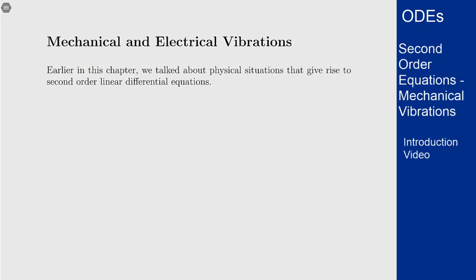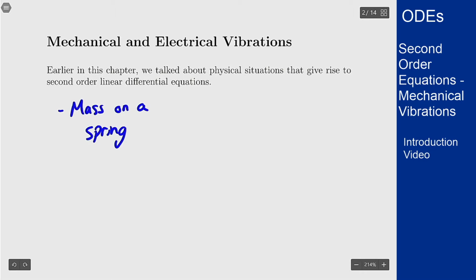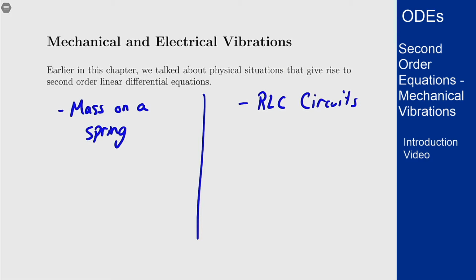In this video, we'll talk about mechanical and electrical vibrations, the main physical applications of the second-order linear equations. So we started this chapter talking about physical situations that gave rise to these differential equations. There were two main examples here, the idea of the mass on a spring and the idea of electrical circuits or RLC circuits. And both of these, if we write them out, give rise to equations that look very similar.